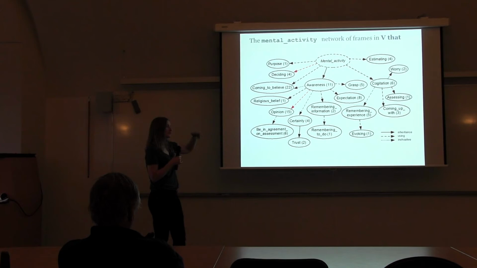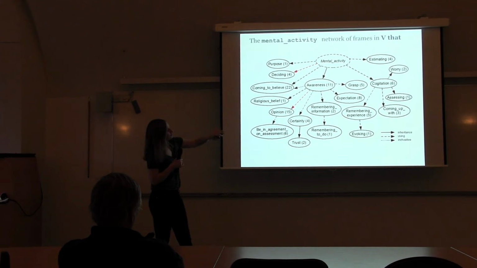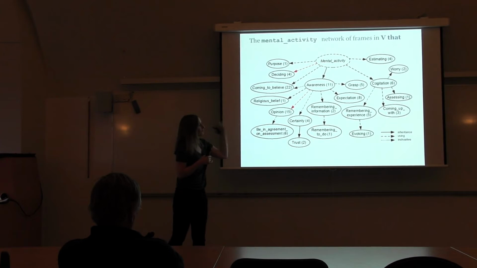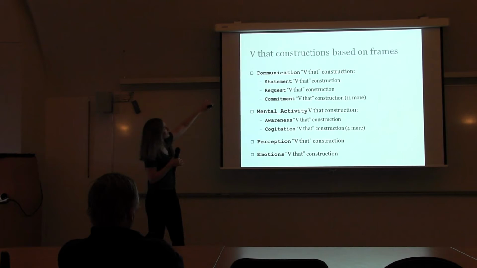So awareness occupies a central position. This is about ways of knowing, so coming to believe, remembering some information, grasping some information, are all ways of knowing. So we can have the awareness via that construction. And then cogitation, which is about mulling things over, worrying, assessing, remembering an experience. So we can posit constructions as we move down through this network. And then there were a couple of smaller networks to do with perception and emotion. So from this, we're starting to build these constructions up. And again, at different levels in the hierarchy.